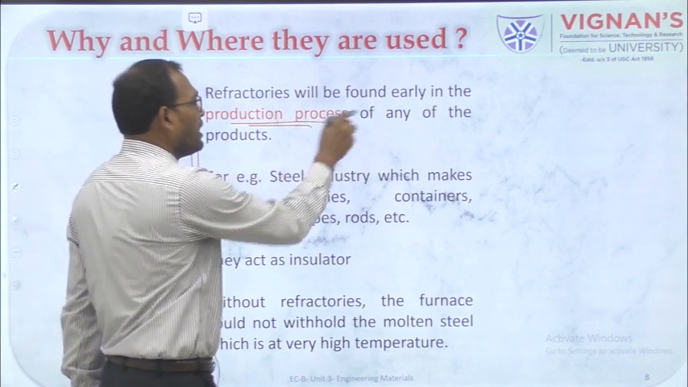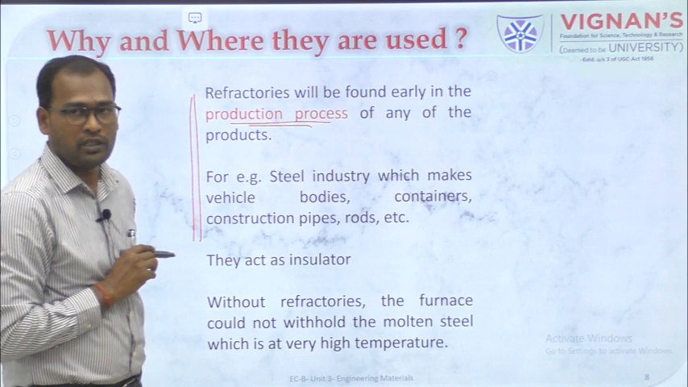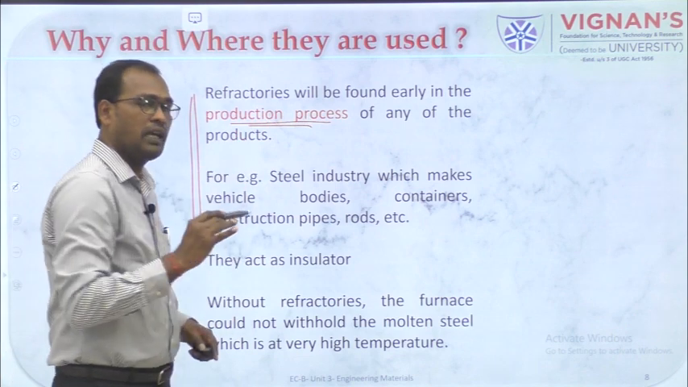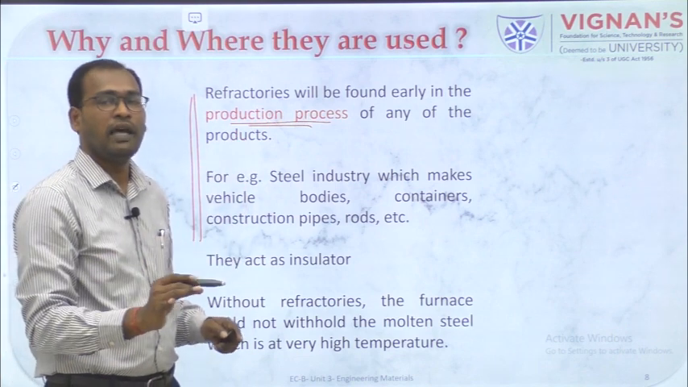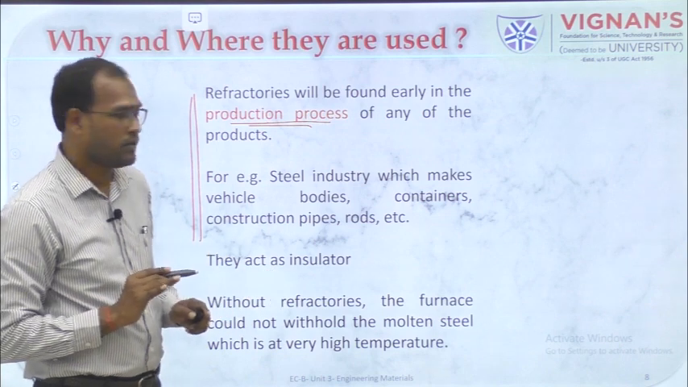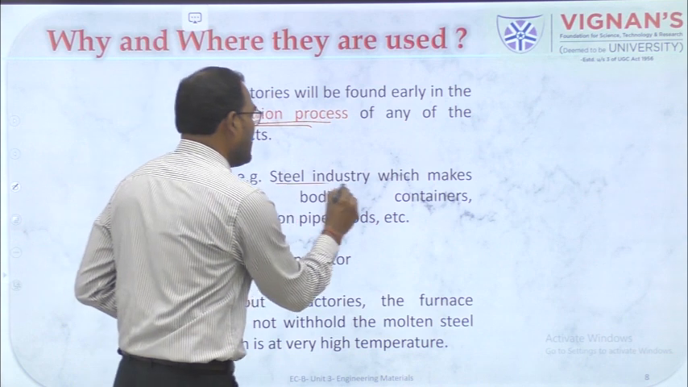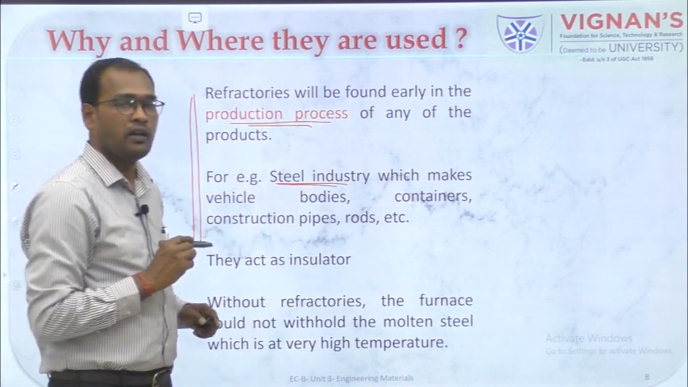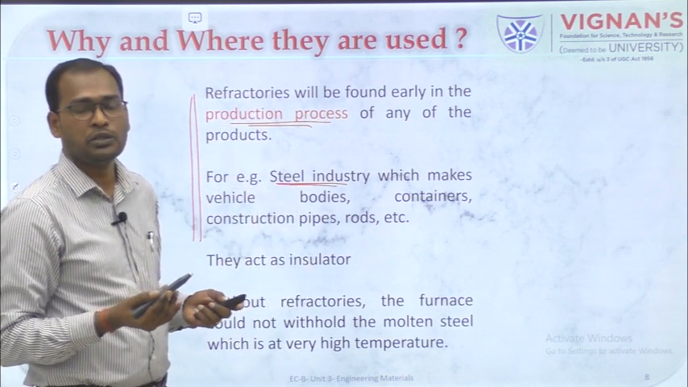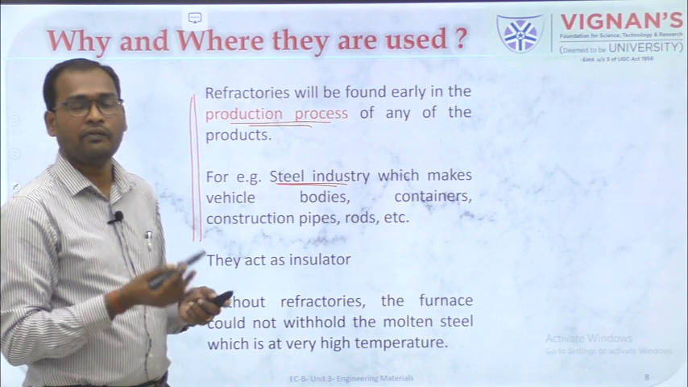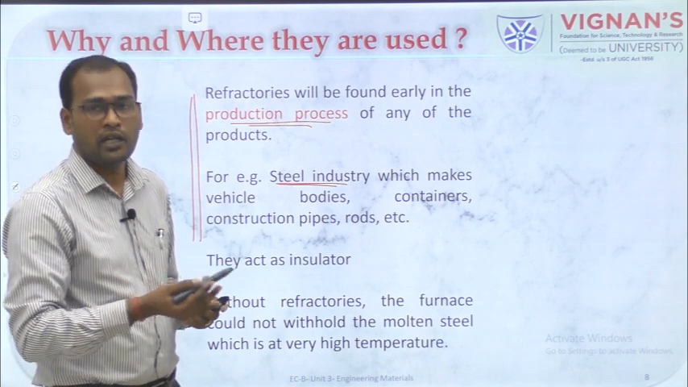So it will be found early in the production process of any of the products. You take any material here, so it will have some refractory material with it. For example, one example I am taking here is a steel industry, which uses iron and mixes it with different metals to form an alloy.